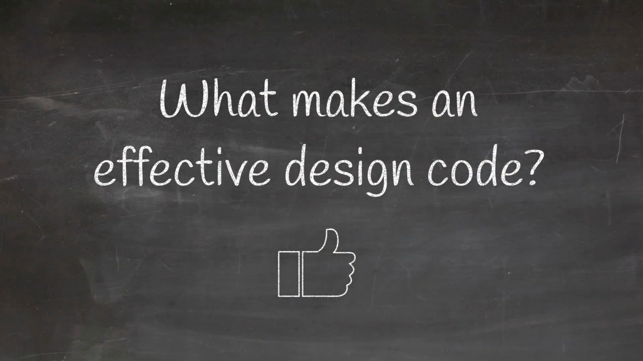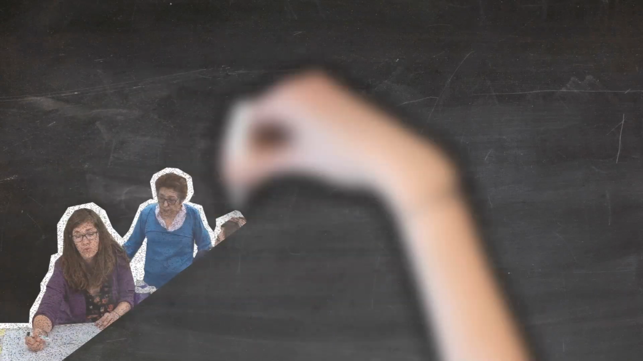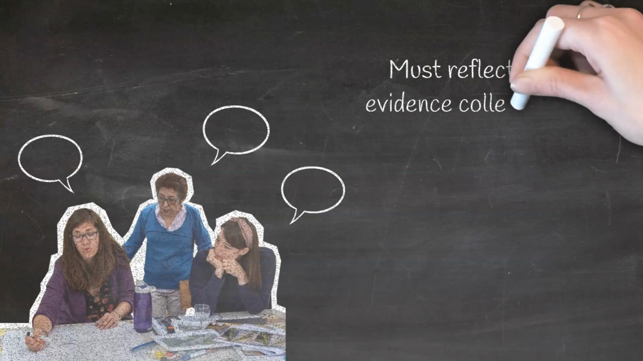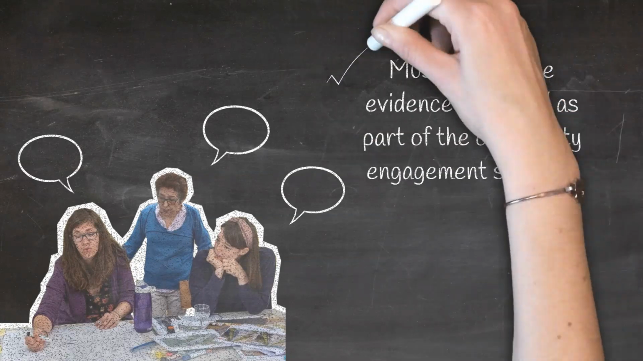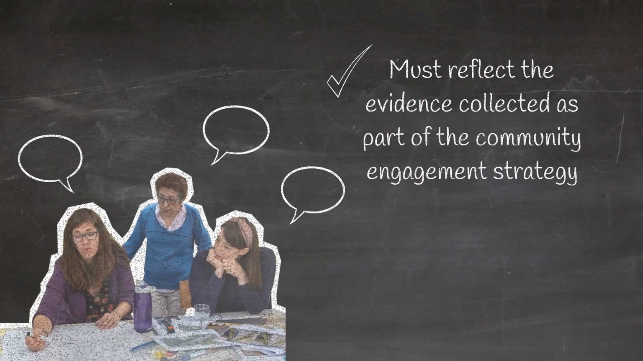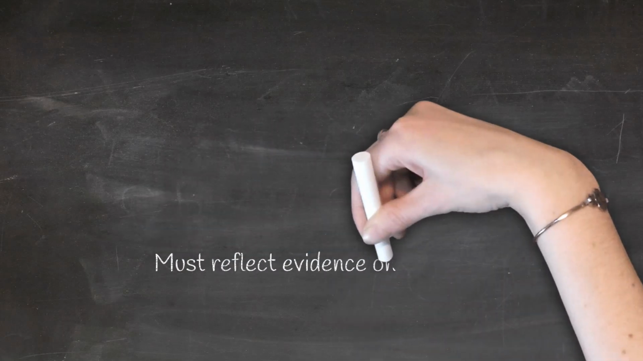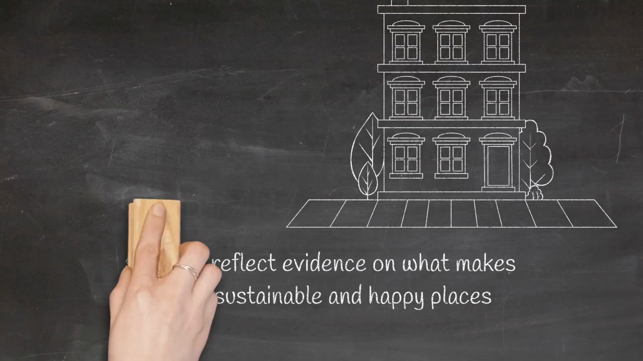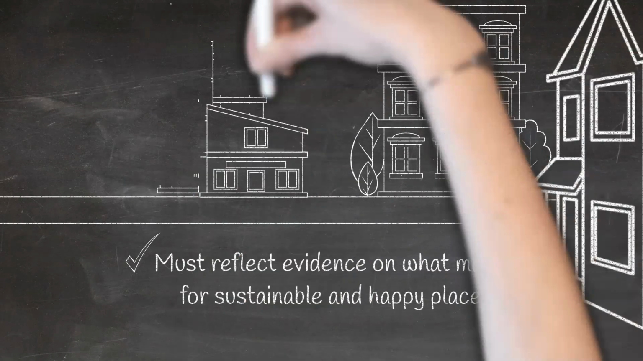So, what makes an effective design code? Firstly, code should always be based on the evidence collected from the community in the initial process. They should never be imposed. Secondly, code should reflect the wider evidence on what people like, where people flourish, and what supports a sustainable and happy place for the long term.